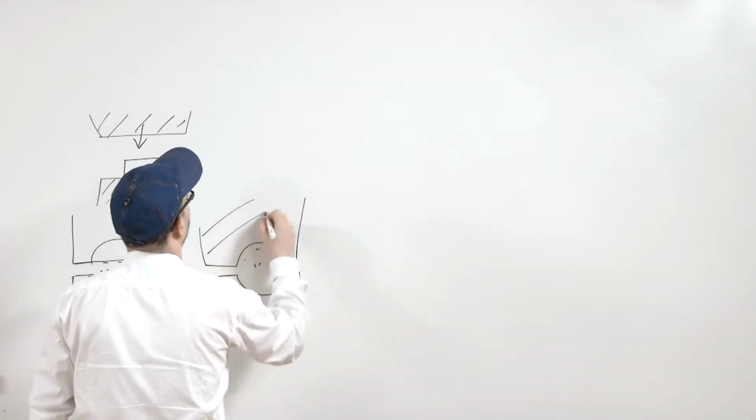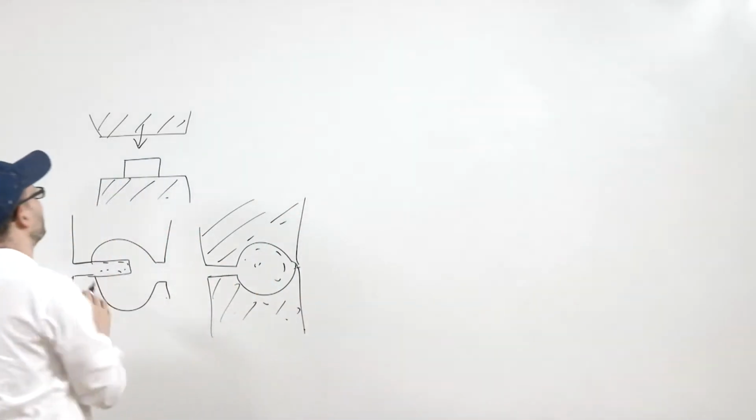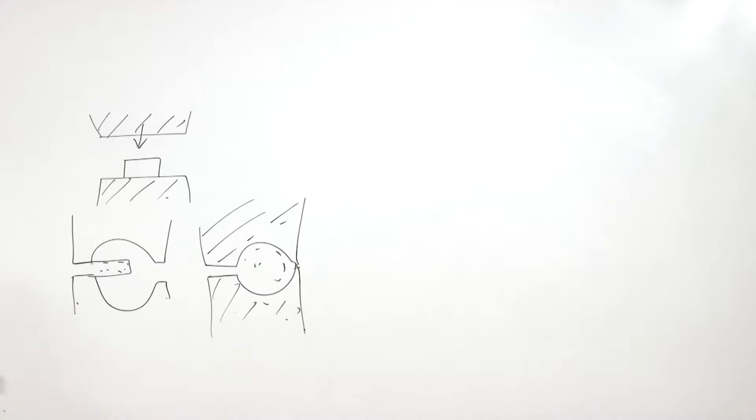So, this is your die, and this way. This is known as edging. Basically, you are gathering the metal at its location. That way, this edging is defined.